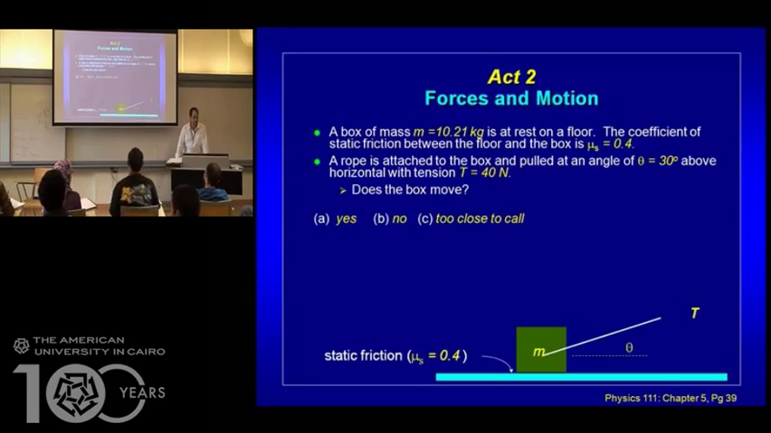Yasmin, you're going to solve that for us. You have an object that has a mass m. That mass is 10.21 kilogram, and it's at rest. The coefficient of static friction between the floor and the object is mu s. That's 0.4 newtons.